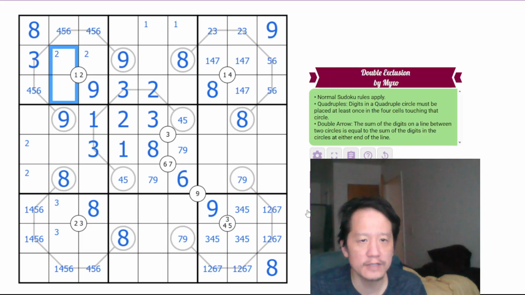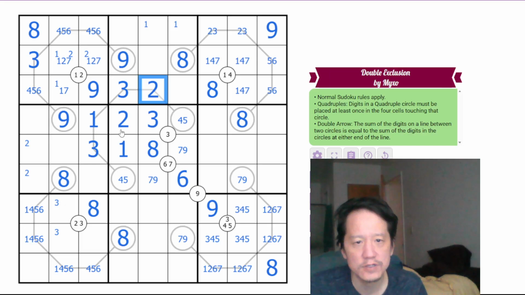Okay, 1 has to be one of these two digits because this can't. This one eliminates that from being a 1, and one of these has to be a 1. This is also 1, 2, and 7 as possibilities, but this can't be 2 because of that 2.